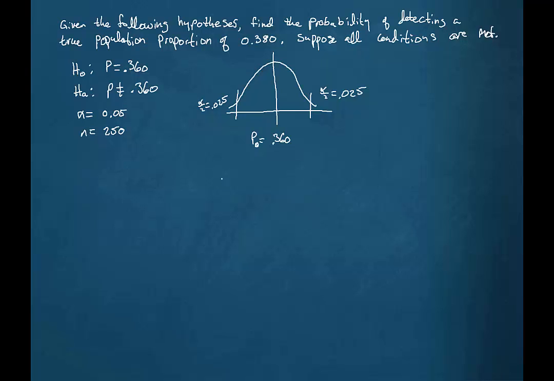In the last video, we answered this question: given the following hypotheses, find the probability of detecting a true population proportion of 0.380, supposing all conditions are met. In that case, the sample size was 250. Well, let's change that to 500. Let's increase our sample size.